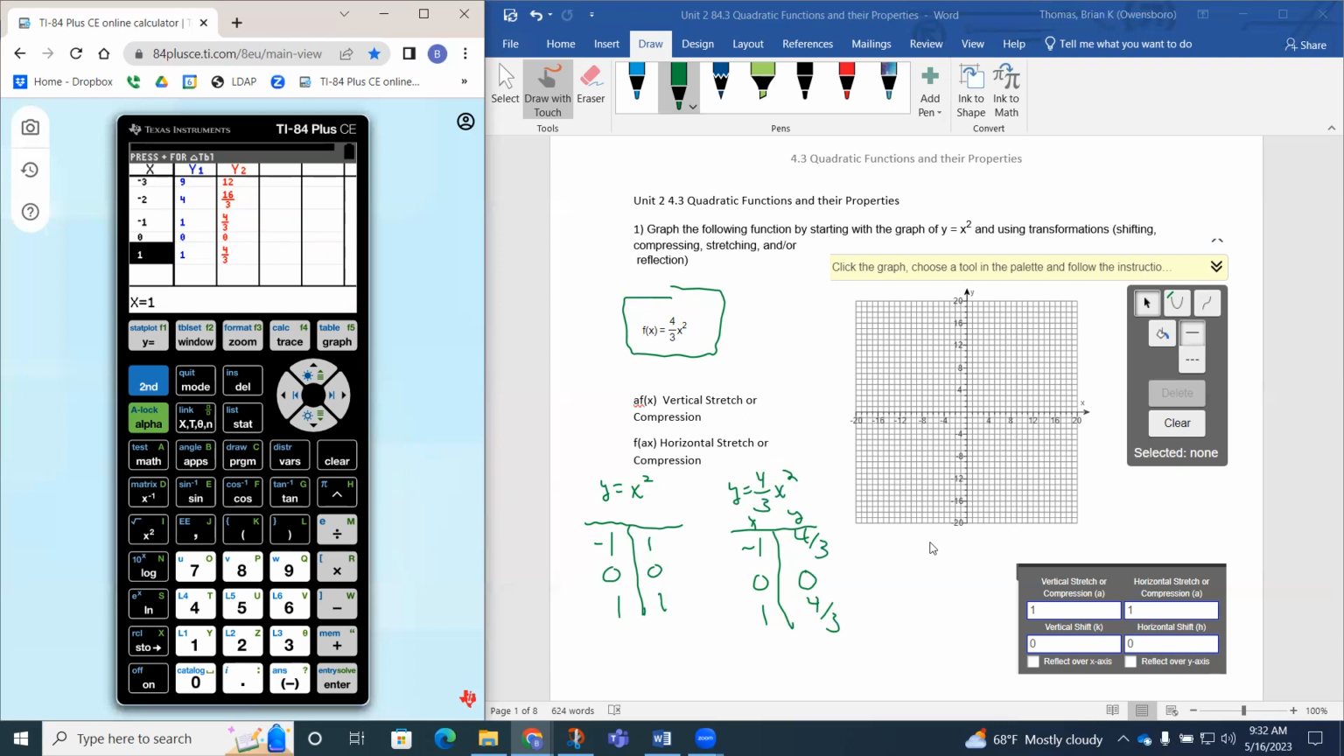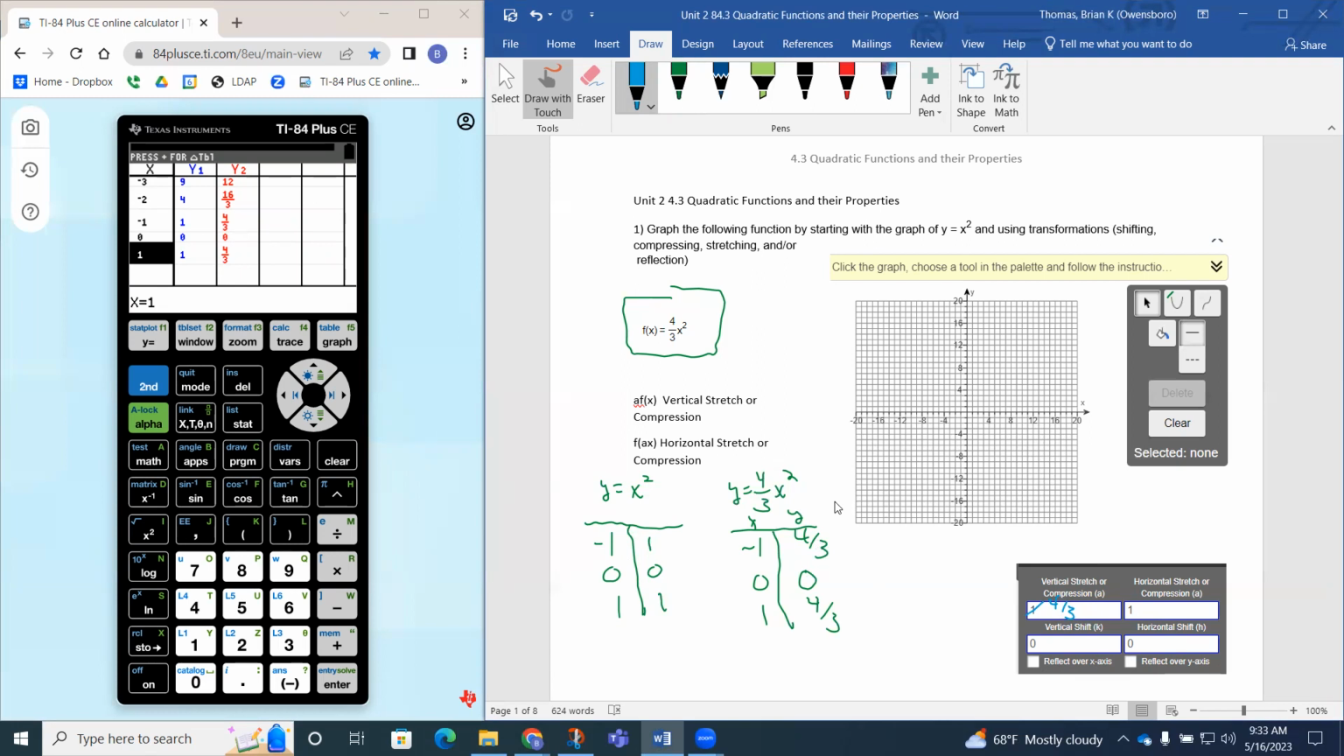So what should happen is, if I was going to graph this using the tools, all I really have to be doing is changing the 1 to a 4/3, because I do have a vertical stretch or compression. There aren't any other transformations going on in this problem. There are no horizontal or vertical shifts. There are no reflections, things like that. So that's all I really have to be doing to graph that function.